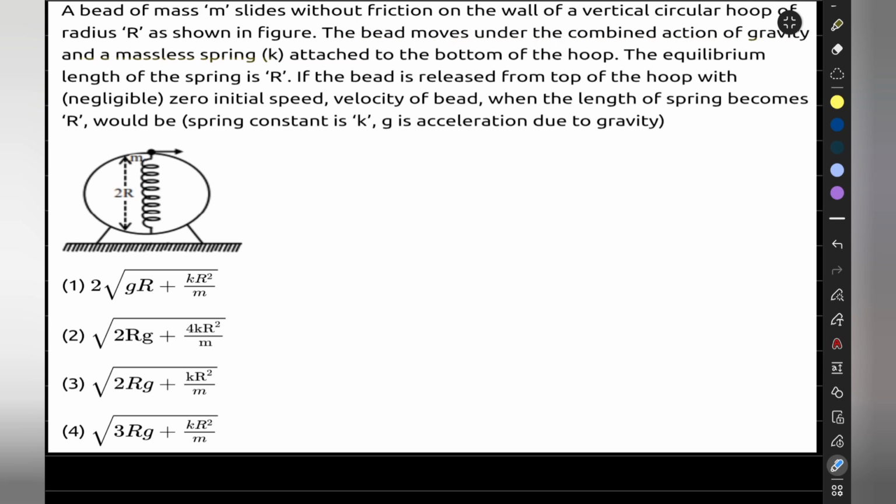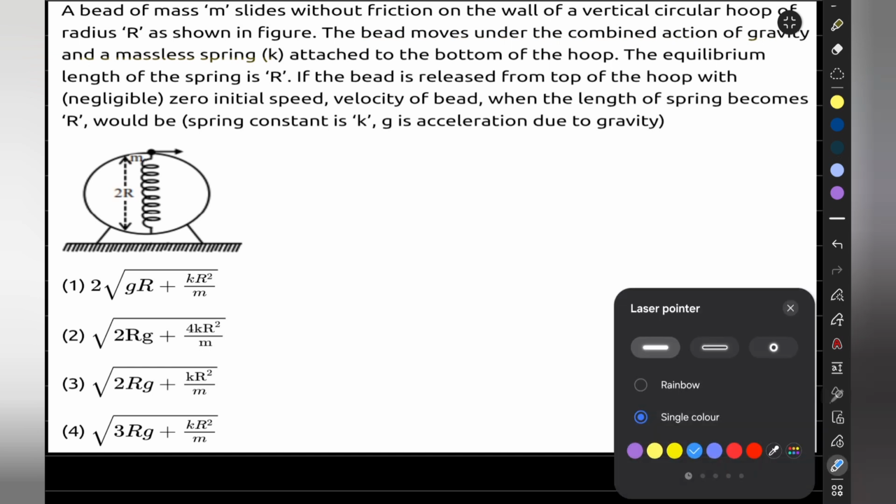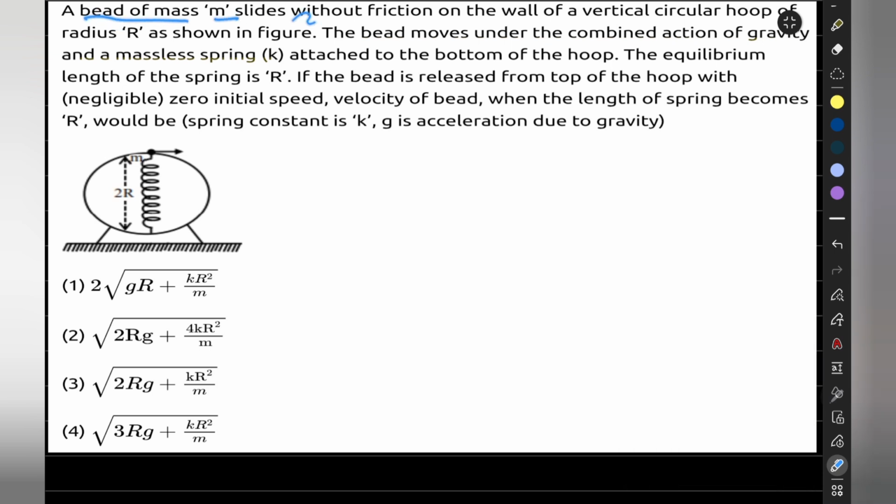So once again we have one more question here as you can see on the screen. The question is basically saying we have one bead. This is the bead of mass m that slides without friction on the wall of a vertical circular hoop. This bead is moving in the downward direction and there is no friction present here, like your value of friction is 0. It means we can apply the conservation of mechanical energy because work done by non-conservative forces will be 0.